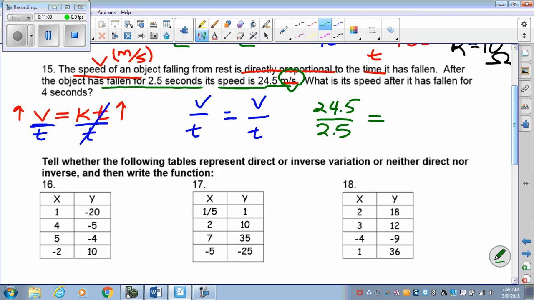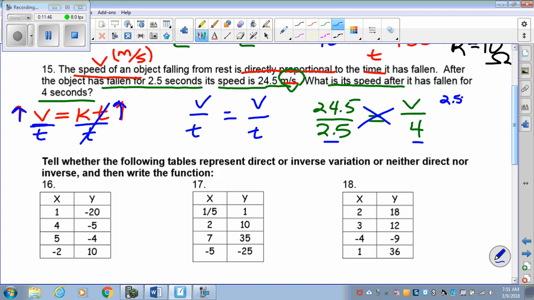Now it says, what is the speed? I don't know the speed, so the velocity is my unknown. And it's fallen for 4 seconds, so my time is 4. We went from 2.5 seconds to 4 seconds, so the time increased. Like we said over here, we're expecting that if the time increases, the velocity is going to increase. So let's cross multiply.